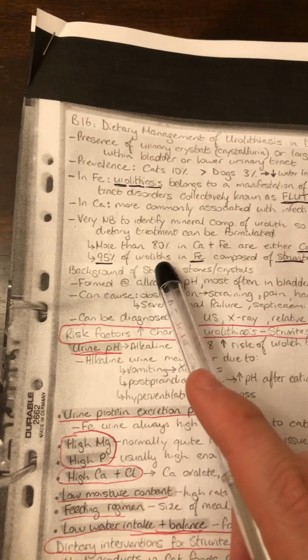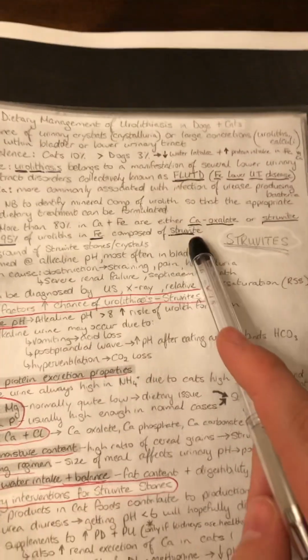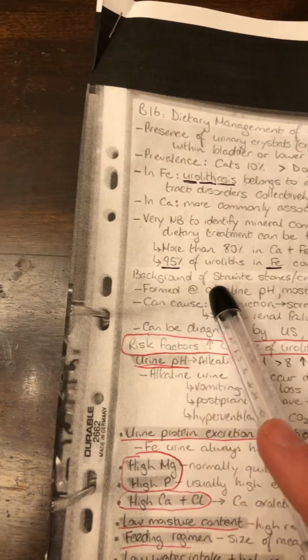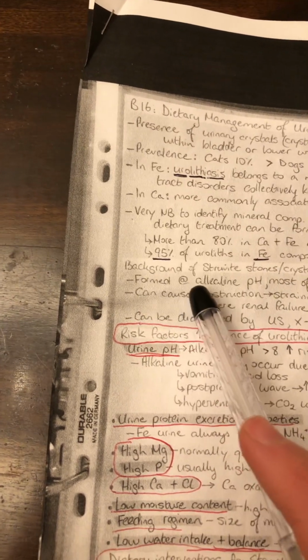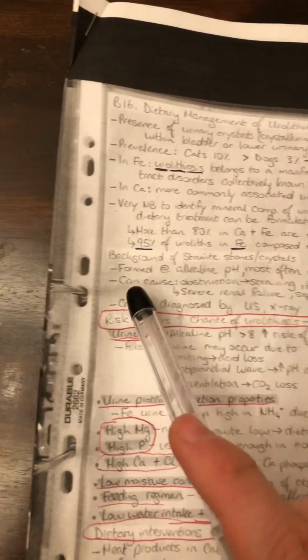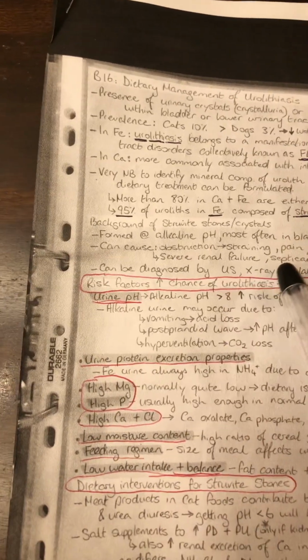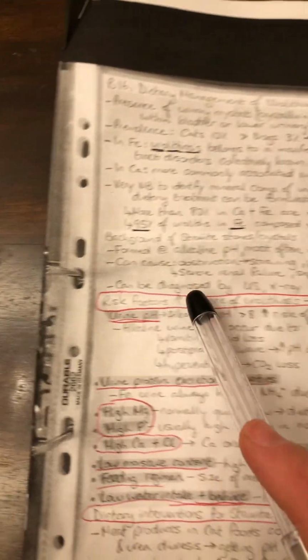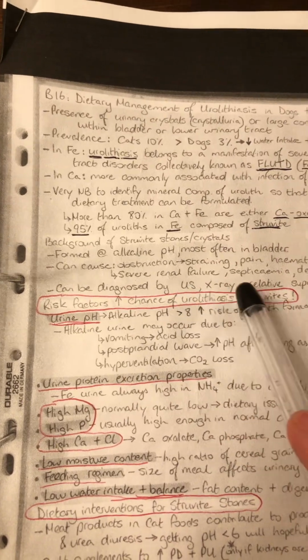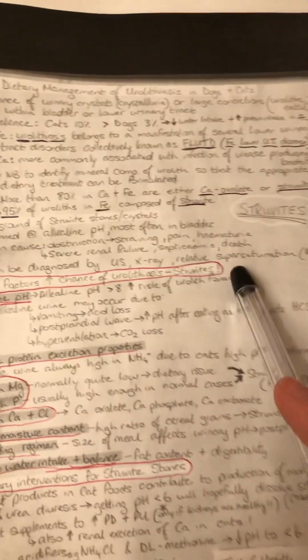In 90% of uroliths in cats, it's composed of struvites. So the background is that struvite is a stone crystal. It's formed by an alkaline pH, most often in the bladder. It can cause an obstruction, straining, pain, and can cause renal failure or septicemia and death. It can be diagnosed through ultrasound, X-ray, or relative supersaturation.